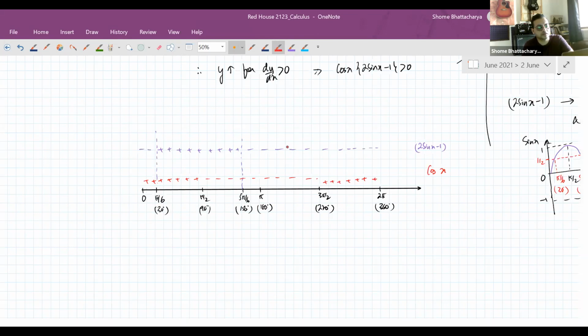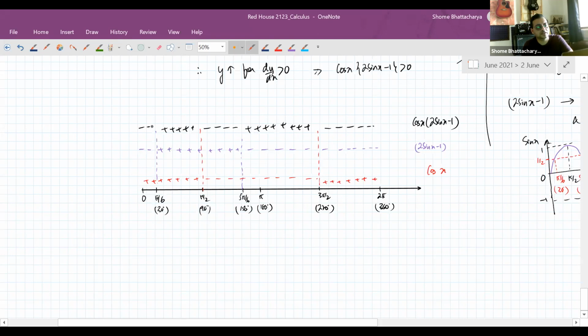So now we can see that this becomes a boundary point. Okay. This becomes a boundary point. So the product of these two terms now, cos x into 2 sin x minus 1, which is this point here. So this product is negative in this region. It's positive in this region. And again, it's negative in this region. Again, it's positive in this region. Again, it's negative.